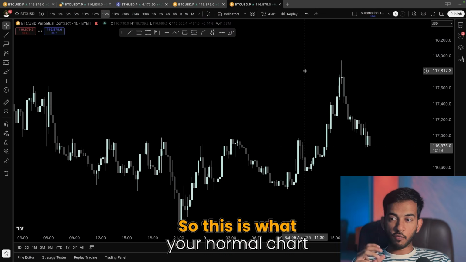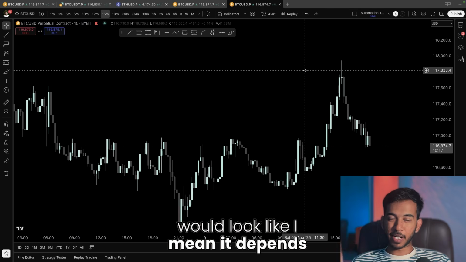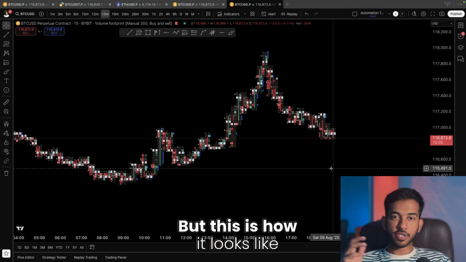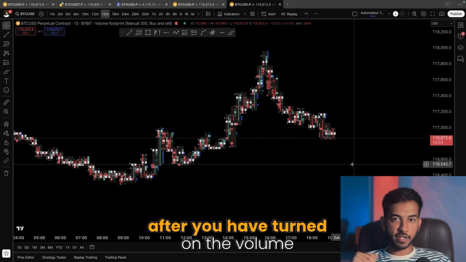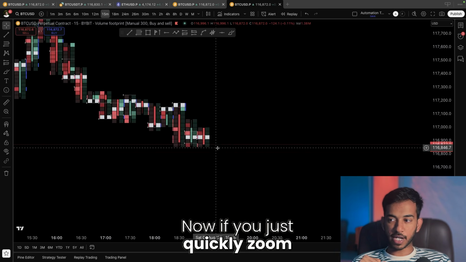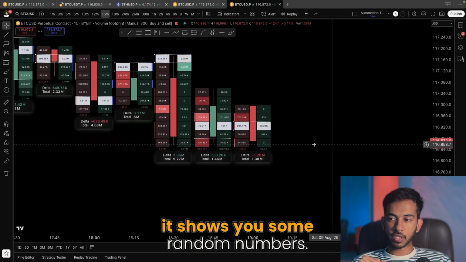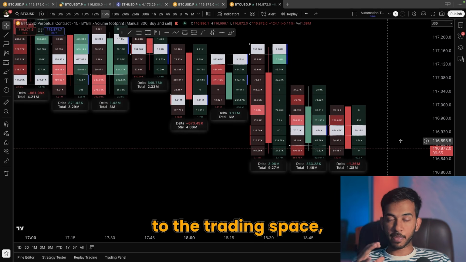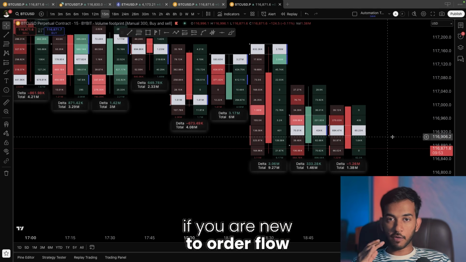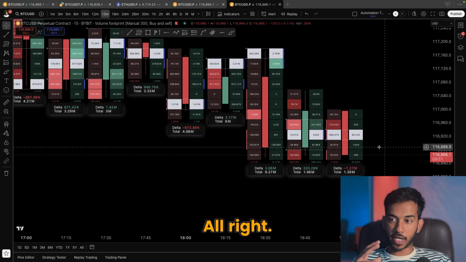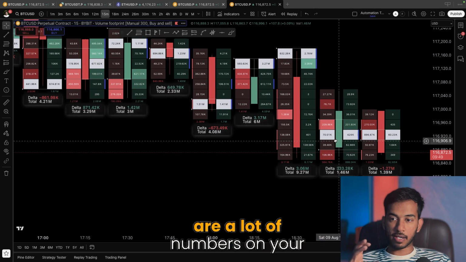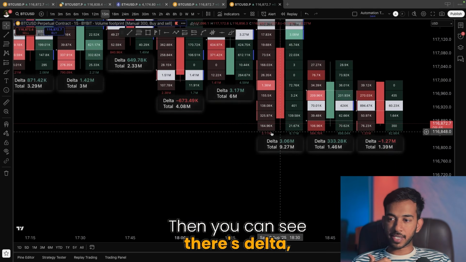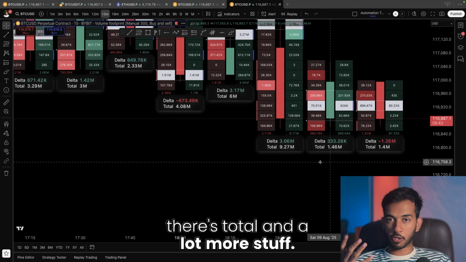So this is what your normal chart would look like. It depends on whatever color you have set for the candles. But this is how it looks after you have turned on the volume footprint. Now, if you quickly zoom in, it shows you some random numbers. I mean, it's random if you are new to the trading space, if you are new to order flow or volume footprint in general. All right, so you can see there are a lot of numbers on your screen. Some are red, some are green. Then you can see there's delta, there's total, and a lot more stuff.